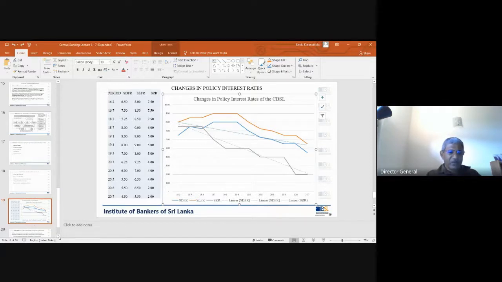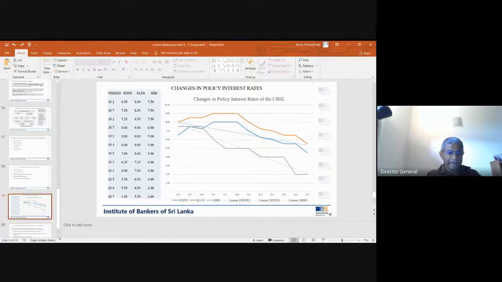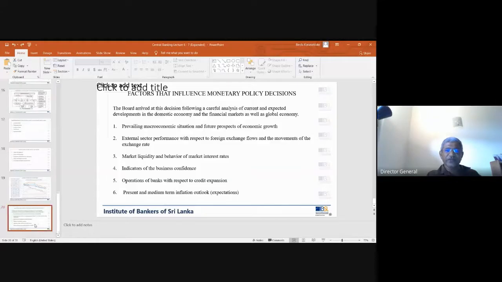Okay, now I want to go to this: factors that influence monetary policy decisions. Let's look at the time now.